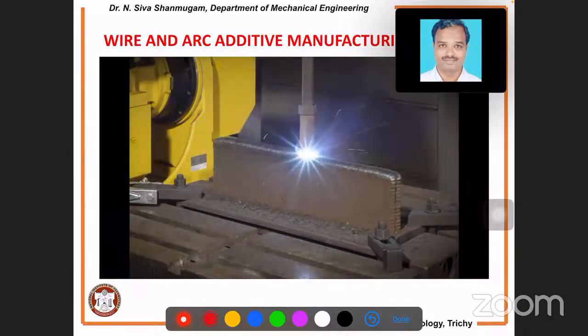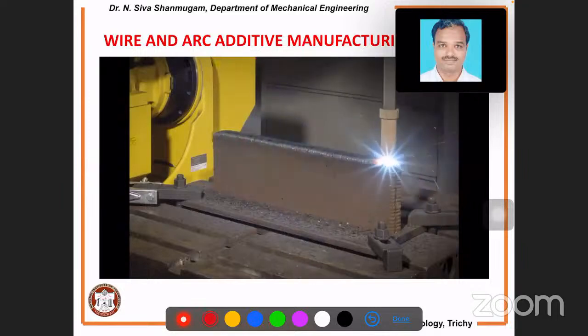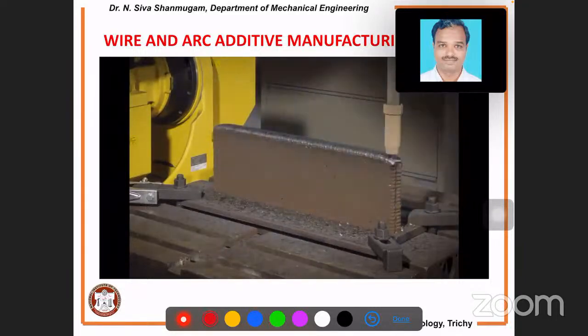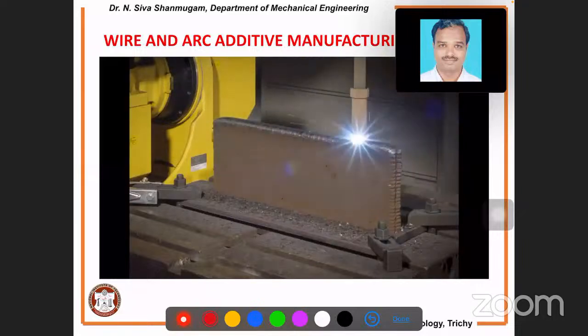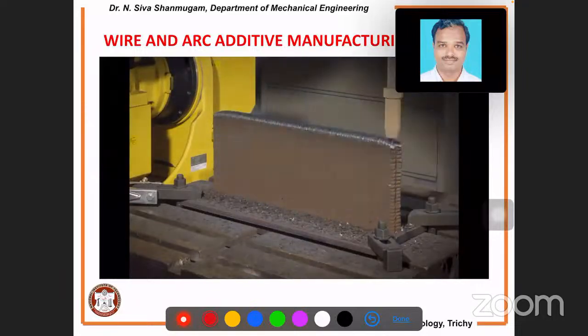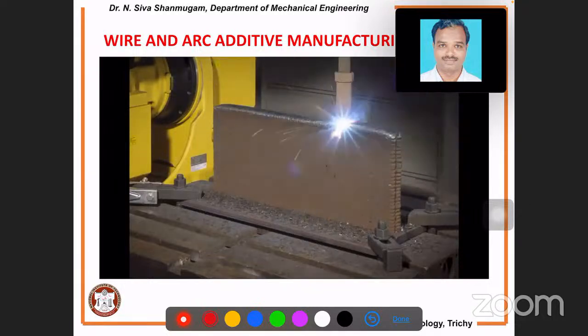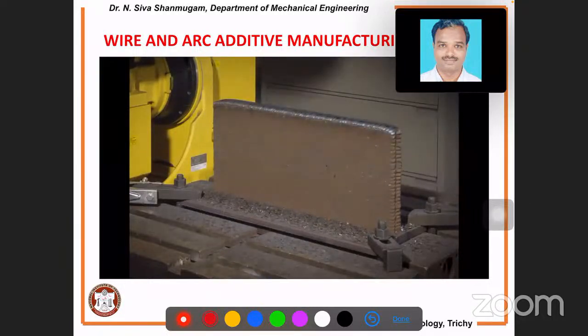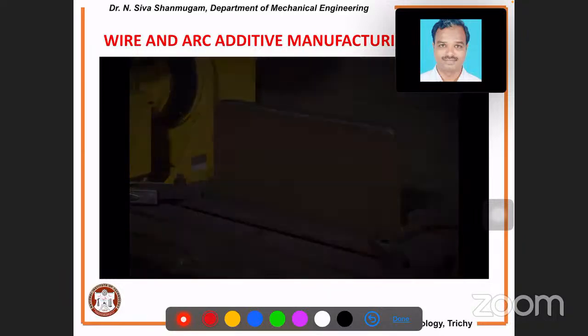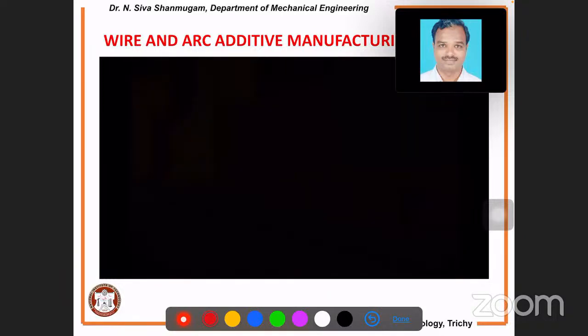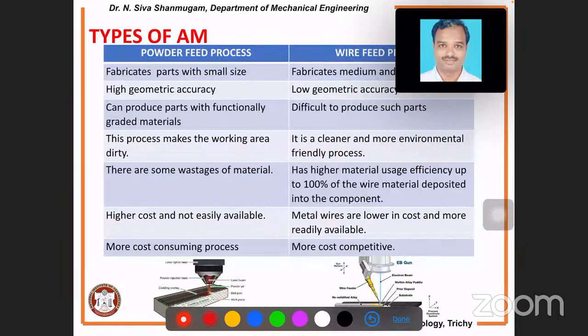Impurities you can remove with the help of a wire brush. Wire brush means according to the material you are going to develop here. If it is titanium, you have to use different brushes, and the entire thing should be enclosed in an inert atmosphere. This is only a demonstration that will give an idea about how the filler wires are melted and deposited on the substrate material, one above the other, layer upon layer.